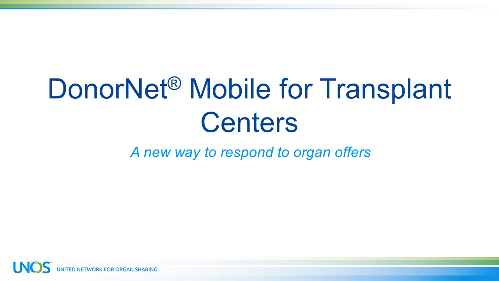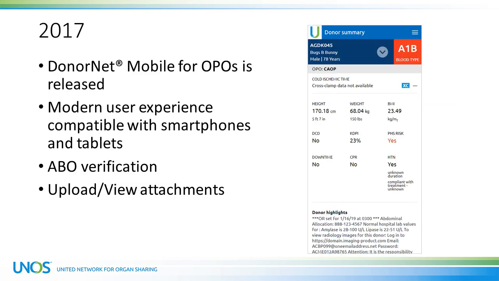So if you flash forward to 2017, that version of DonorNet Mobile that we released in 2007, which was really catered toward a different generation of mobile devices, namely BlackBerries at the time, has not really kept up well with the modern smartphone era. So in 2017, we released a version of that application for OPOs. But as part of that, we really brought it up to modern smartphone standards, modern responsiveness and web design that you expect to see on any website that you visit on your phone. So we released that for OPOs and gave them some rudimentary functionality as well, including the ability to perform second ABO verification and the ability to upload secure images and view attachments.